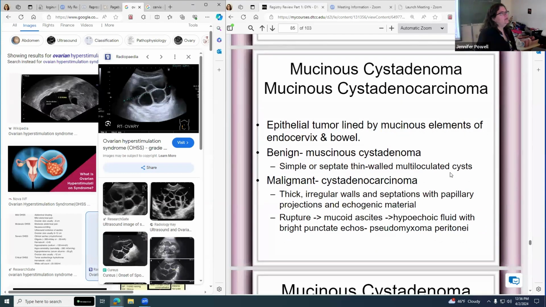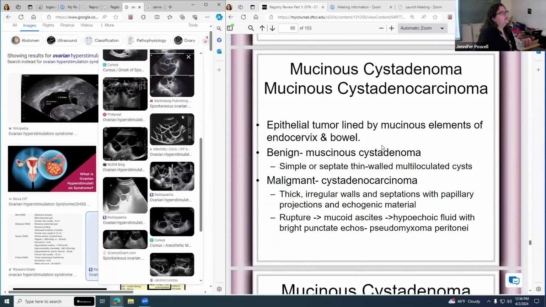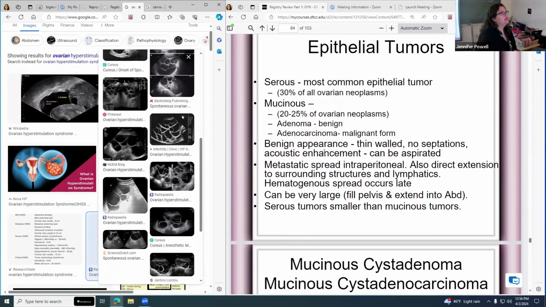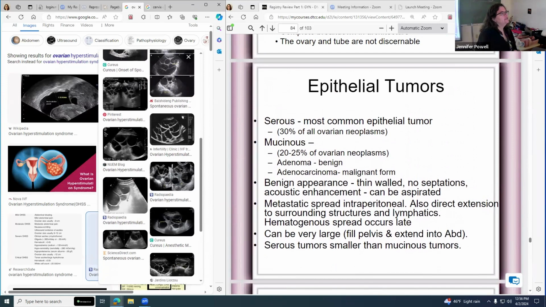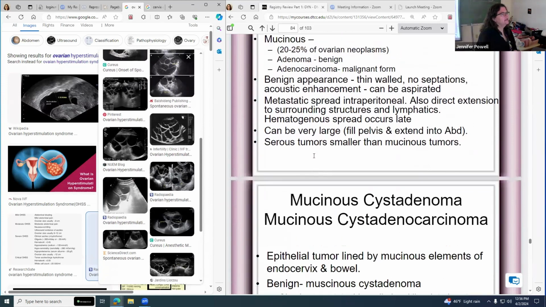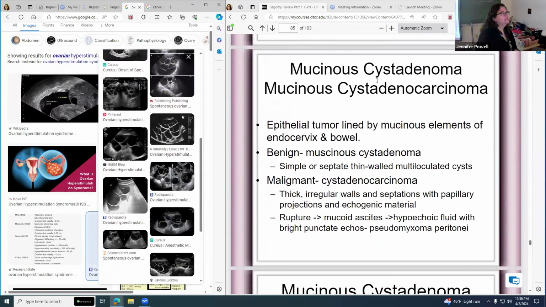Mucinous cystadenoma and mucinous, oh, I think I lied, and mucinous adenocarcinoma. I'm sorry about that. I thought this was saying that mucinous was going to be cancerous, and this was not, but no. Sorry, guys. Serous is benign, mucinous is cancerous. So within mucinous, you can have benign cystadenomas and cancerous cystadenocarcinomas. So epithelial tumors lined by mucinous elements of the cervix and bowel.